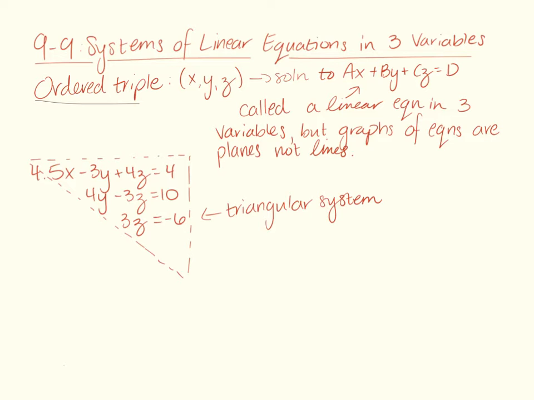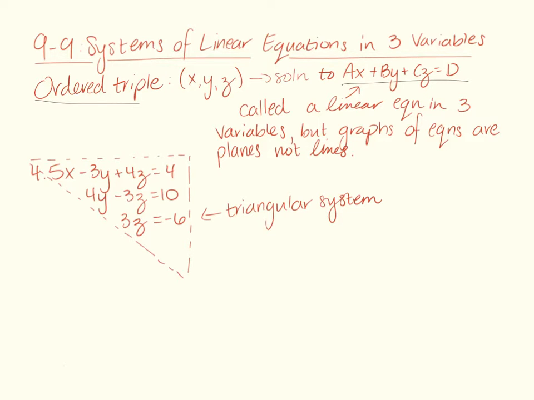Okay, whereas now we've got an ordered triple, which has 3 items in the parentheses. So we've got x, y, and z. And this is a solution to a linear equation in 3 variables as seen by the formula here. A times x plus b times y plus cz is equal to d, where all 4 of those variables, so a, b, c, and d, are real numbers. Okay, so we're only looking at real numbers still.